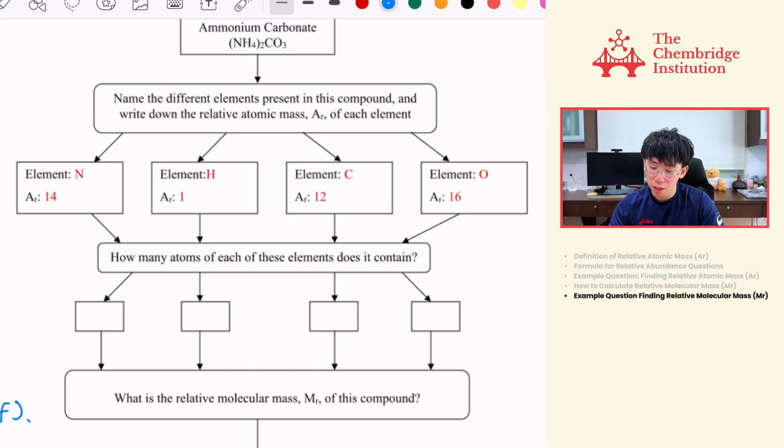So for example, for ammonium carbonate over here, you've got to find all the different elements inside first. So you realize that nitrogen has 2 of it because the NH4 plus ion has 2 of it, so there's actually 2 nitrogen atoms. And then for hydrogen, you have 4 times 2, which is 8. And then for carbon, there's only 1. And oxygen, there's only 3. So when we find all of these out, we can actually tally all of it up together.